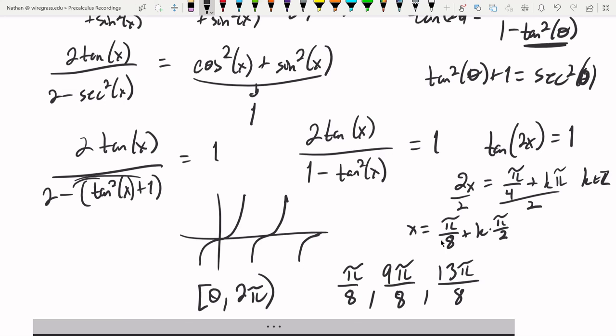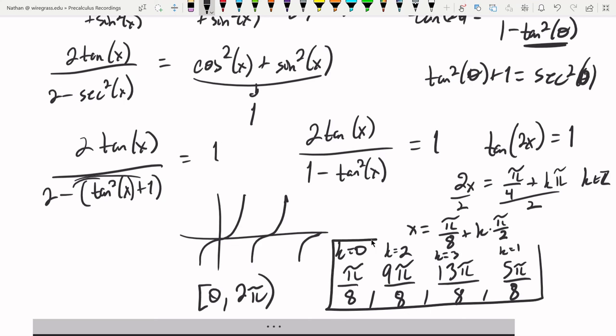So just realize this is k equal to 0. This was k equal to 2. And this was k equal to 3. I skipped k equal to 1. When k equal to 1, we get pi over 2. It's going to be 4 pi over 8. 4 pi over 8 plus pi over 8 is going to be 5 pi over 8. So there are 4 solutions total for k 0 through 3, and so that's what we're going to expect in the graph.